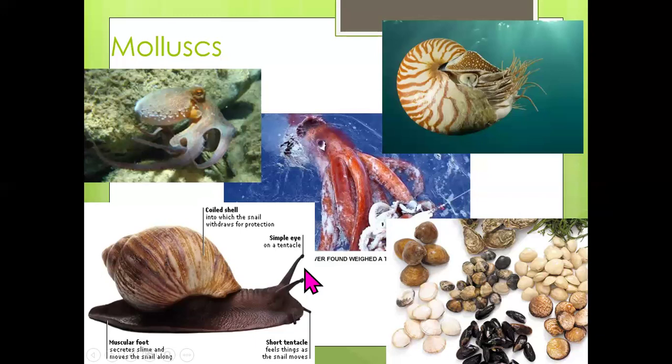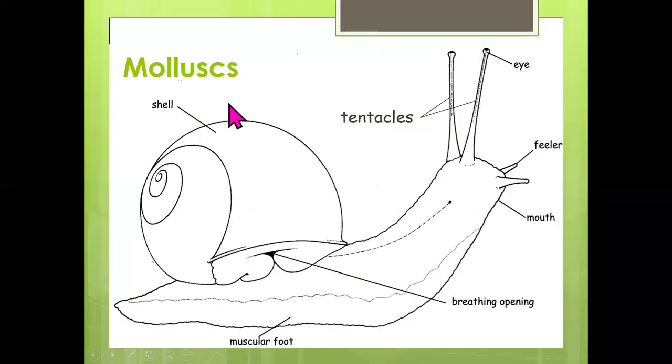This is a typical representation of a mollusk, which is a snail. It has a shell, tentacles, eyes, feelers and a mouth. It has a breathing opening below the shell. It also has a muscular foot, which is used for locomotion, for movement from one place to another.